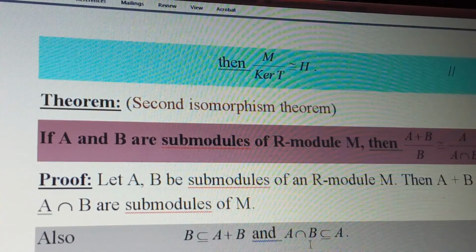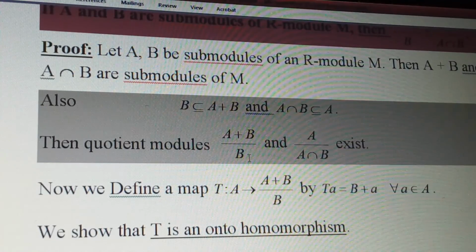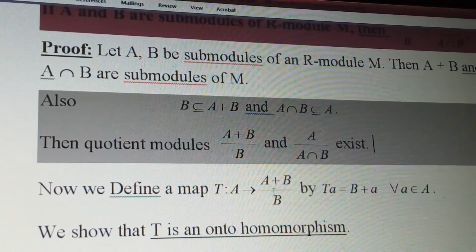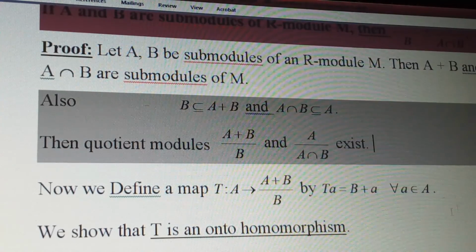These two conditions show that we can find the quotient modules. (A + B)/B is the first quotient module, and A/(A ∩ B) is the second quotient module. Now we define the mapping T from A to (A + B)/B, where a is an element of A. Operating T on a, we get T(a) equal to B + a, an element of this quotient module, for all a in A.